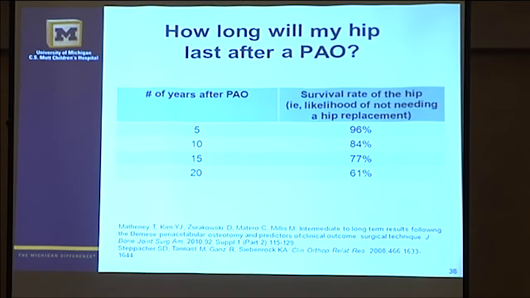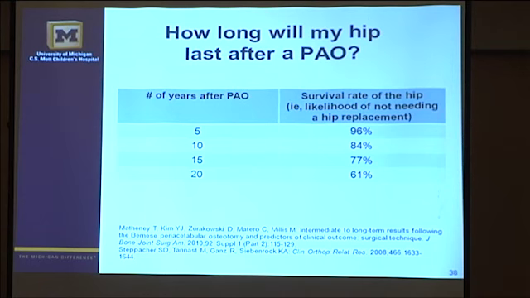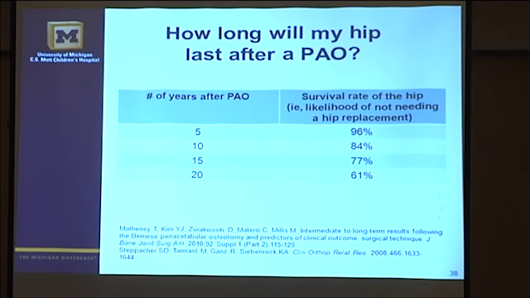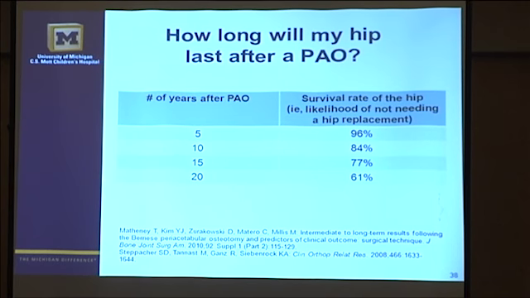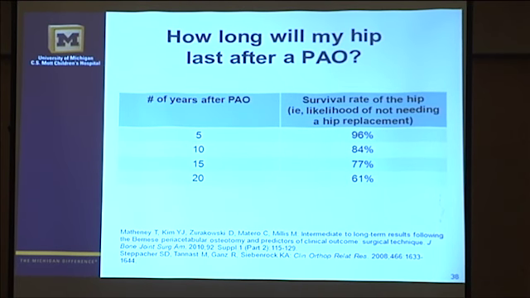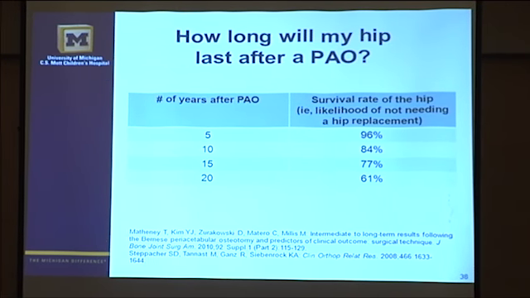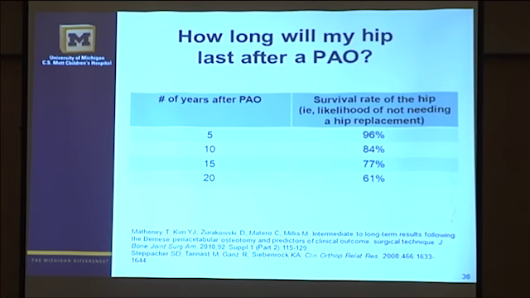But still, if you think about these results, you may say 61% is not a very good survival rate after 20 years. But it's not ideal to do a total hip replacement in a 30-year-old with hip pain. So if it means that you can delay that procedure until they're 50 or maybe even 60, then that is still considered a good outcome.